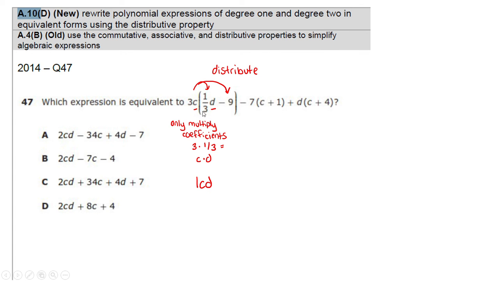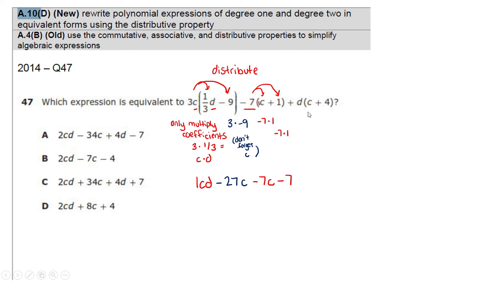The second arrow, much easier. 3c times negative 9 comes out to be negative 27, but we're not going to forget the c that's on the outside. So that just becomes negative 27c. Okay, the next parentheses, we're multiplying -7 times c. So -7 is really being multiplied times the 1 that's in front of c. And then don't forget about the c again, and that's -7c. And then -7 times +1 is just a -7.